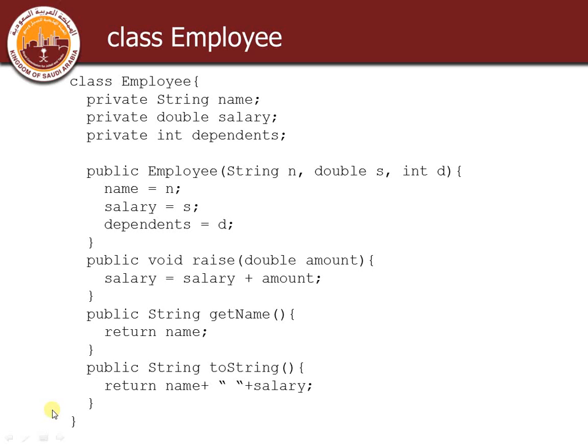Accessor, get. And the toString, remember, is the special method that you override to display this object in a different way. Yes?